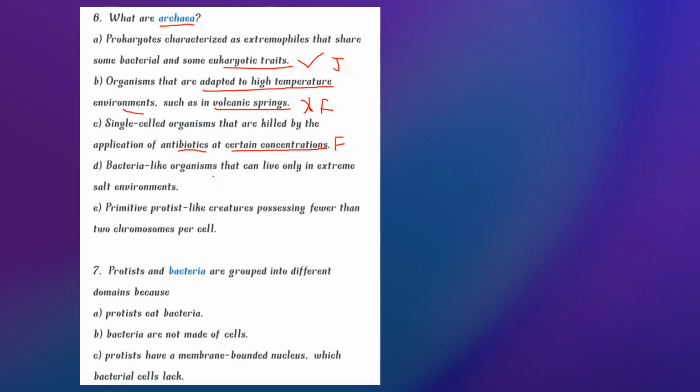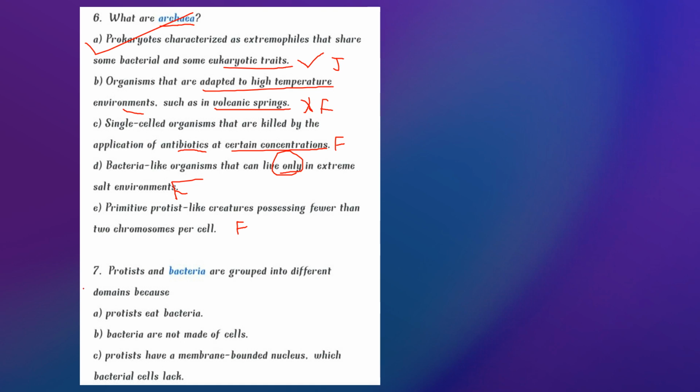Then bacteria like organisms that can live only in extreme salt environments. No, this is also false. Primitive protist like creatures possessing fewer than two chromosomes per cell. No, this is not true. So, this is the correct answer.